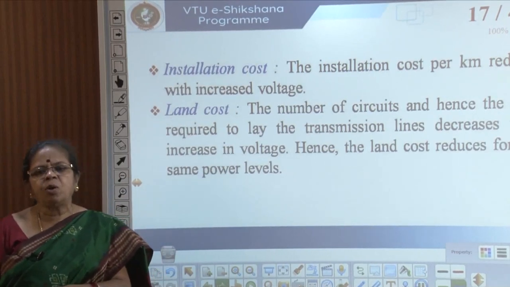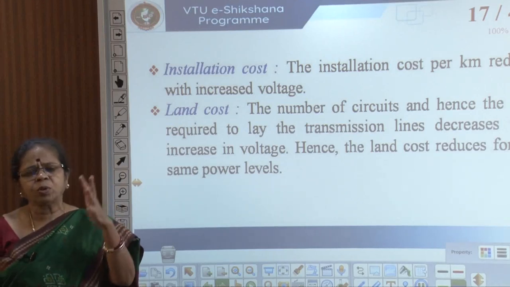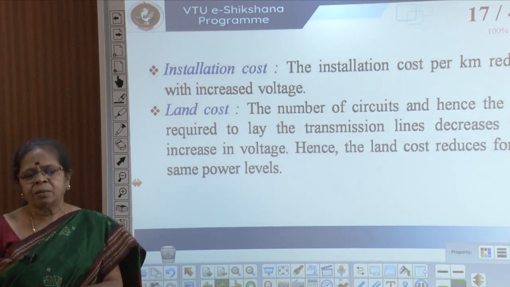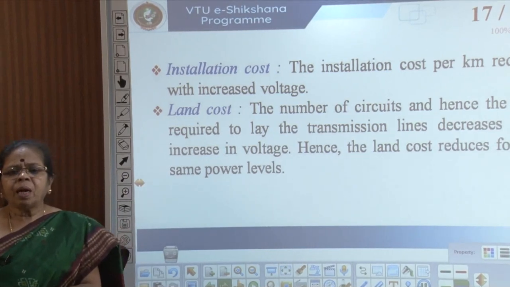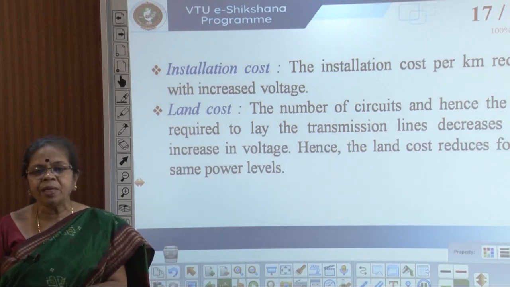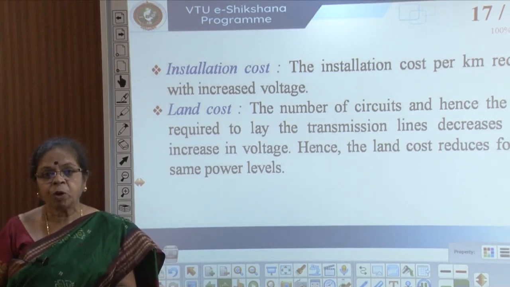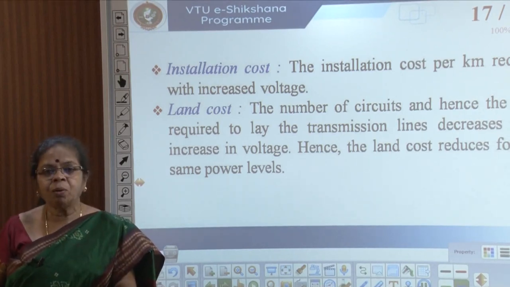Installation cost per kilometer also reduces with increased voltage because of the same reasons as above. If the current is lesser, the protection you require would be lesser, and so on. The number of circuits, and hence the land required to lay the transmission line, decreases with increase in voltage, because you can transmit more power at higher voltages.